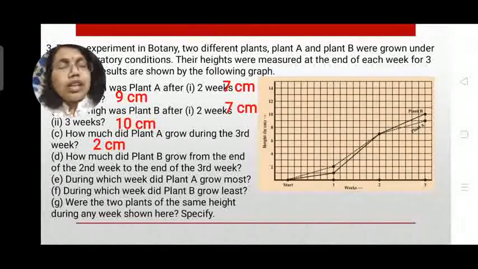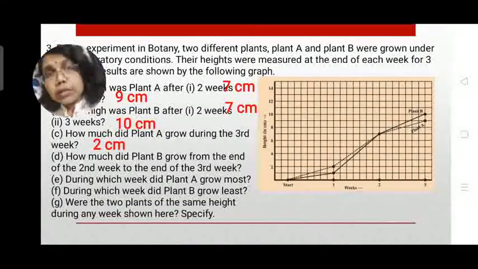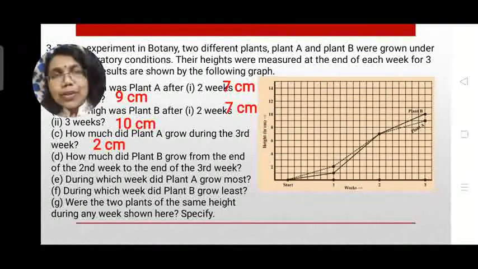Now you might wonder if it is possible to subtract 7 from 9. We have studied integers, so it is possible, but always remember one thing, that whenever we have to write the measure or distance or height of something, it cannot be negative. These are always going to be positive, so you always subtract the smaller one from the bigger one. So here the bigger measure is 9 centimeter and the smaller one is 7. So 9 minus 7 we get 2 centimeter.